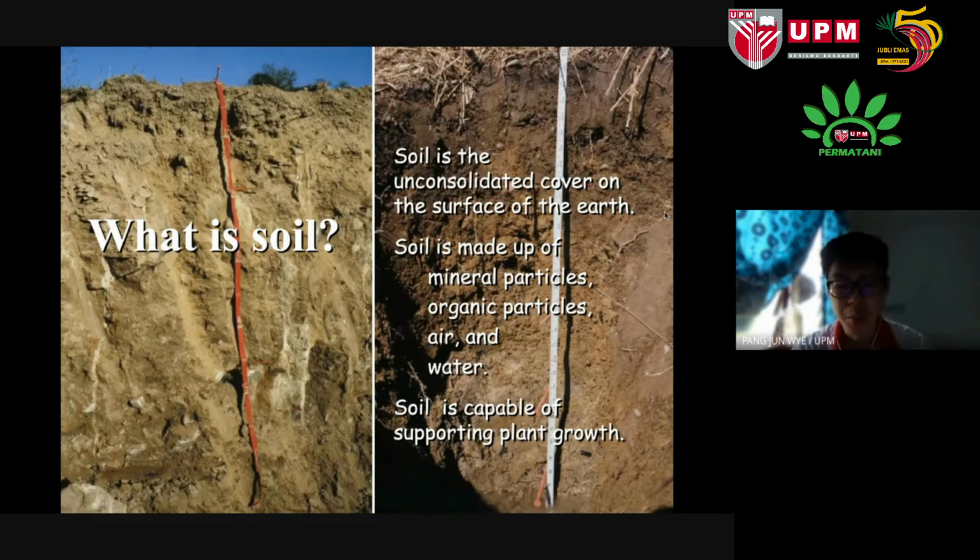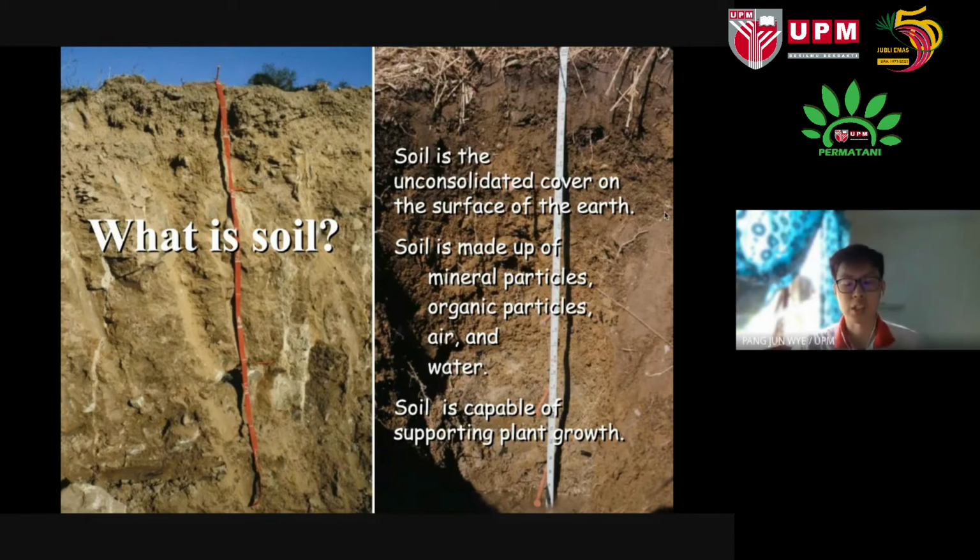So let me briefly explain what soil is. Soil is the unconsolidated cover on the surface of the earth. Soil is made up of mineral particles, organic particles, air, and water. The interesting part of soil is that it is capable of supporting plant growth. Plants really need soil as a supporter to help them grow healthy and strong for a consistent long period. All right, so I will move to the next slide.